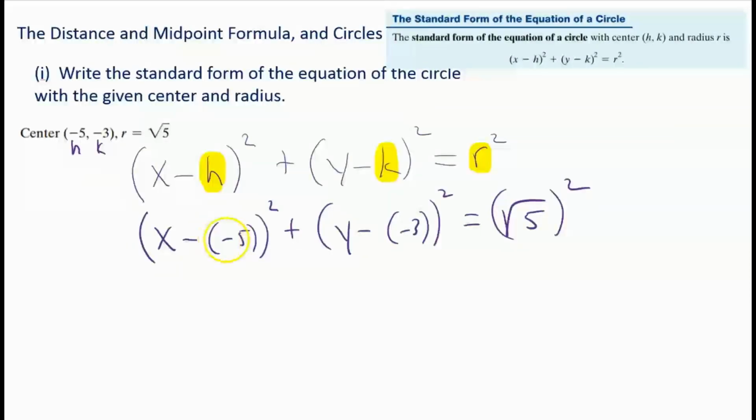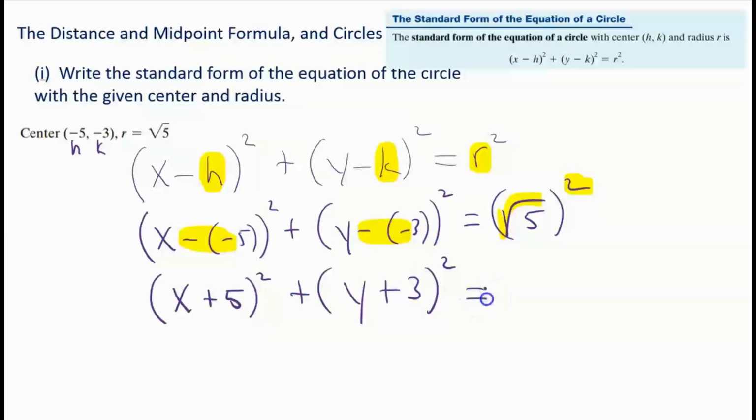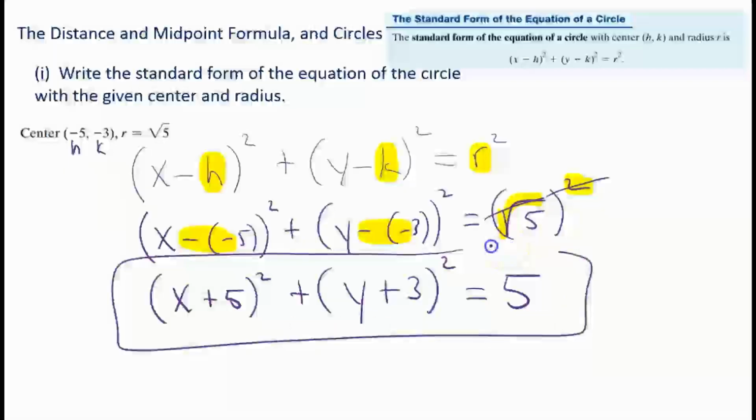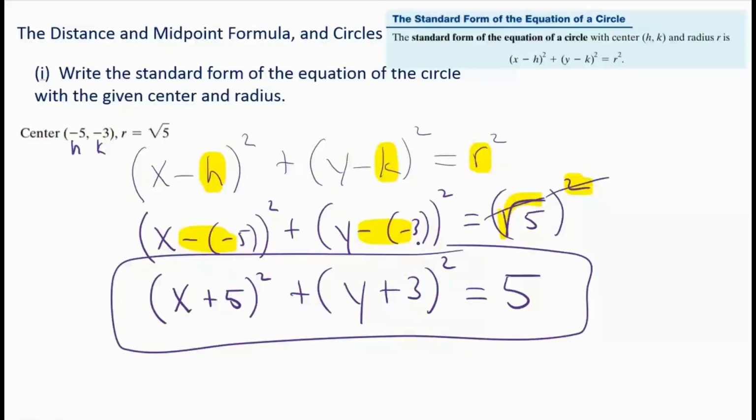Well, because I have these two negatives, that's going to turn positive. I have it again here. That's going to turn positive. What else is going to happen? This square root and this square are going to cancel each other out. So let's write that out. So I've got x plus 5 squared plus, now these two negatives also turn positive, y plus 3 squared equals, again, the square root and the square cancel each other out to get 5 is my r squared at the end. This is in standard form for the equation of the circle. We're finished with this problem.